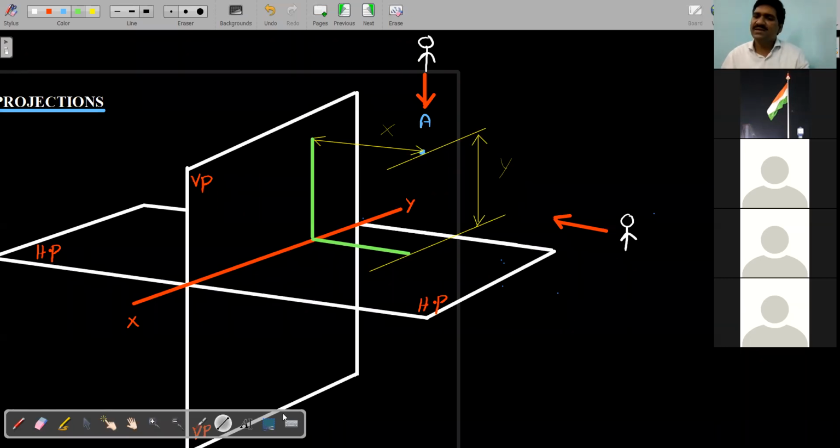Projections are over. Okay, that means what happens, this will become y and this will become x. Front view, just see all of you. In the front view this y is visible. In the top view this x is visible.